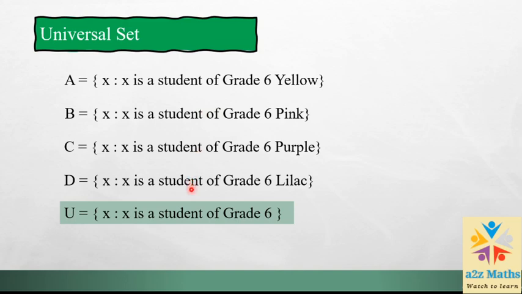Remember, universal set varies from situation to situation. If we are considering, for example, all the students of the middle section, then the universal set would be all the students of the middle section, and then we have the students of grade 6, grade 7, grade 8 respectively, and all these students will be part of this universal set. So it all depends on what situation we are considering.